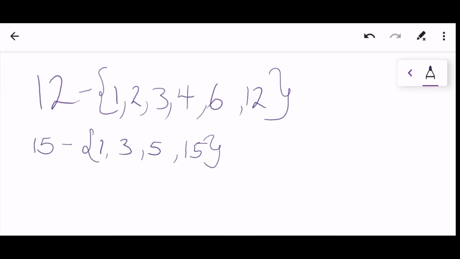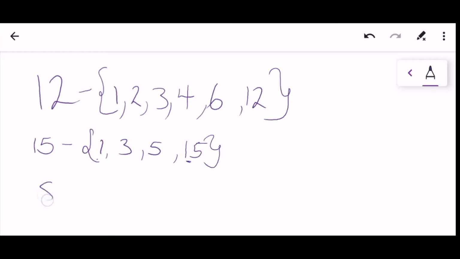Again, notice that 15 has at least 2 factors, 1 and itself. So the pattern here is that every number has at least 2 factors, 1 and itself. So 12 has 1 and 12, 15 has 1 and 15.